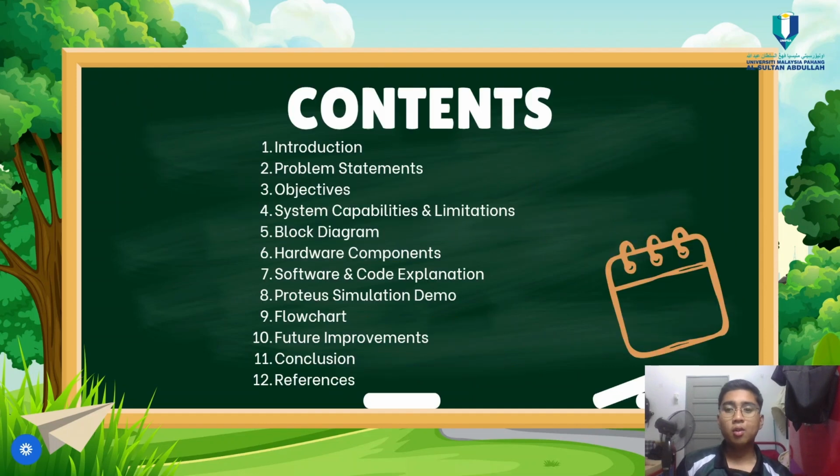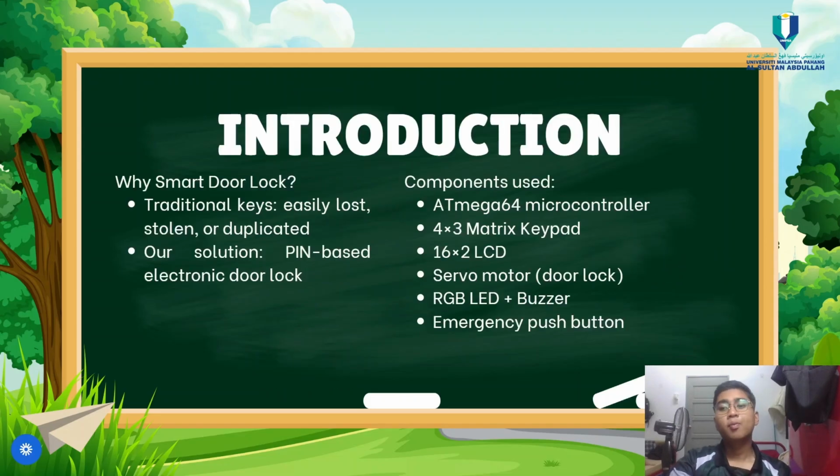So let's go to our contents. This is our content, as you can see here. Without wasting time, let's go to the first content, which is the introduction. So why a smart door lock? Because traditional mechanical keys have many weaknesses. You know, they can be lost, stolen, or easily duplicated. To solve this, we designed a PIN-based electronic door lock system using an ATmega64 microcontroller.